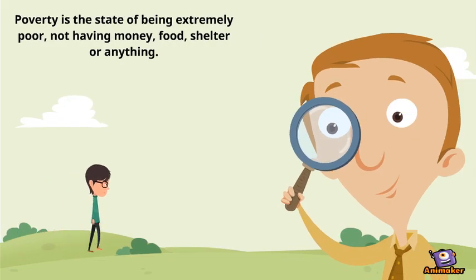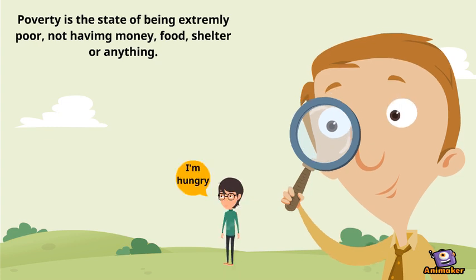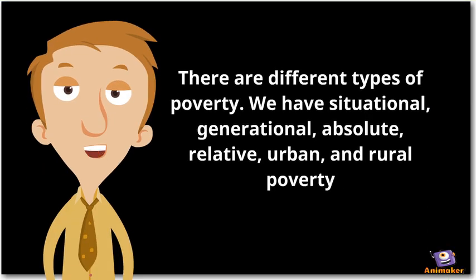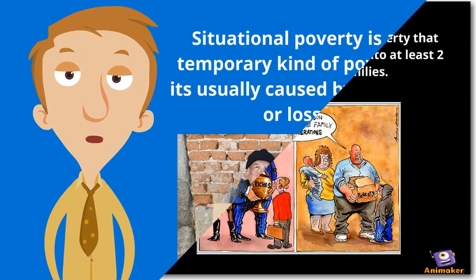Poverty is the state of being extremely poor, not having money, food, shelter or anything. There are different types of poverty. We have situational, generational, absolute, relative, urban, and rural poverty. Situational poverty is a temporary kind of poverty. It's usually caused by a crisis or loss.